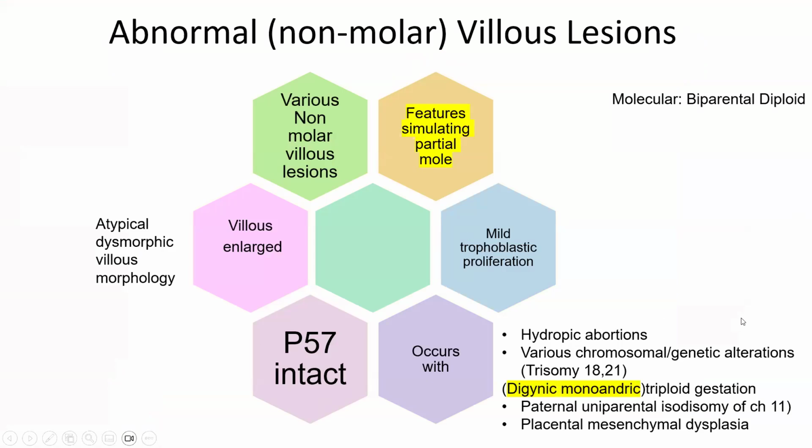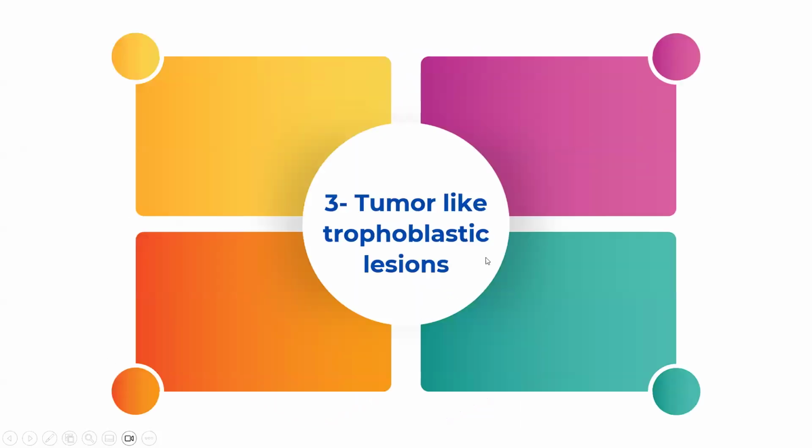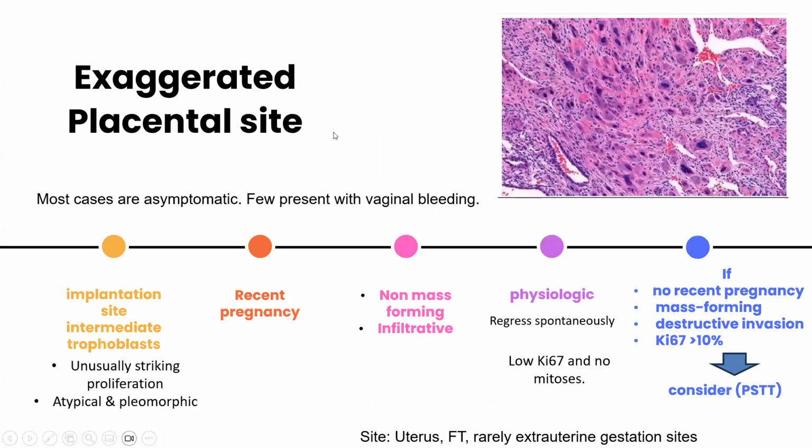With the P57 immunohistochemistry, they give the same result. Okay, where we go for the third topic, that is the tumor-like trophoblastic lesions, and these are actually nice and important ones. We have two: the exaggerated placental site and the placental site nodule and plaque.